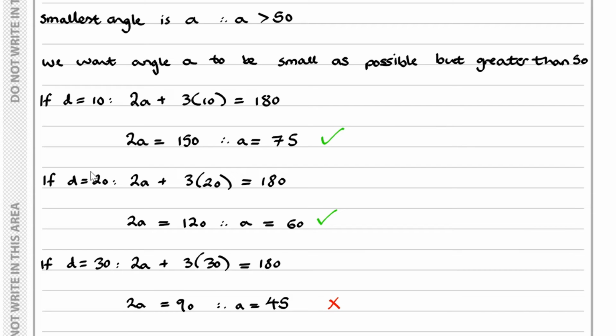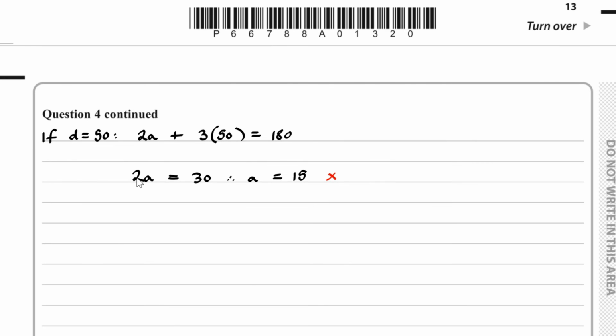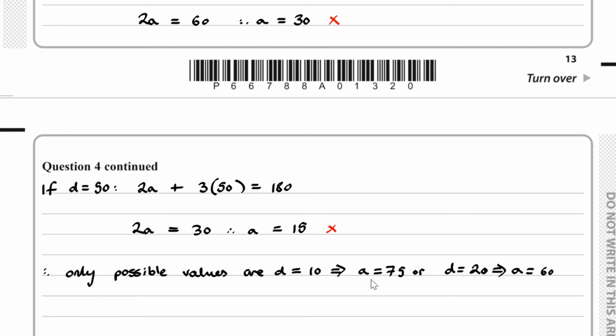So what does that mean? Well, first of all, let's just write that down. The only possible values are d equals 10, which implies a equals 75, or we can have d equals 20, which implies a is equal to 60. And both of these will be the smallest values of a, both greater than 50. So therefore, the probability that a is greater than 50 occurs when d is either equal to 10 or d is equal to 20.